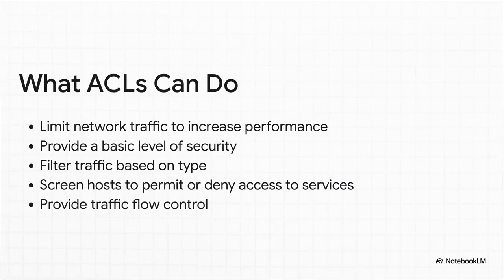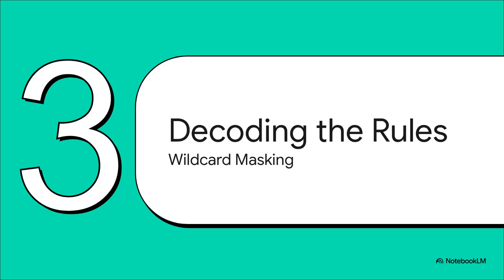And don't get me wrong, they are incredibly powerful. This isn't just about security. ACLs can actually make your network faster by blocking junk traffic. They can control exactly who gets to use services like web servers. They can even manage how your routers talk to each other. They do a lot.